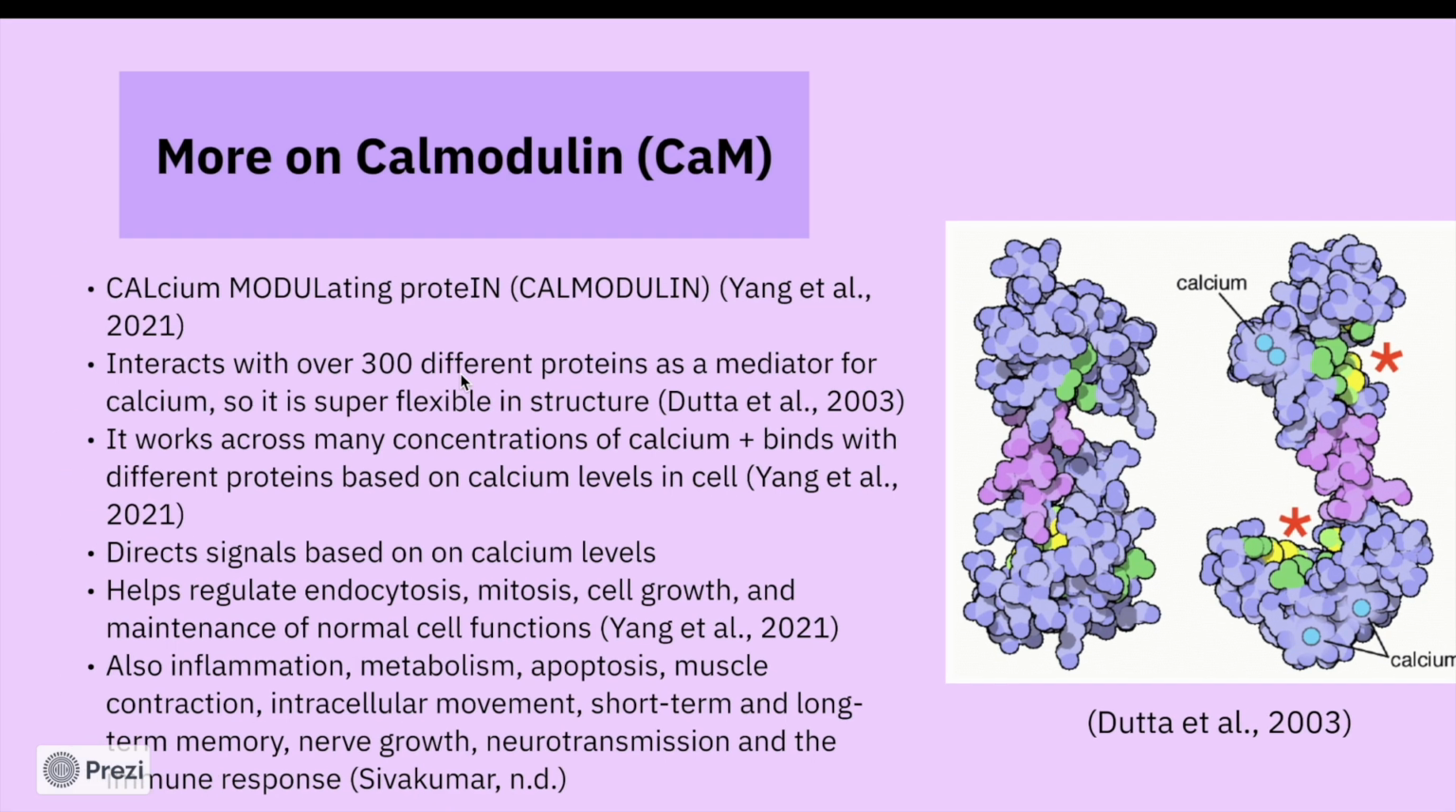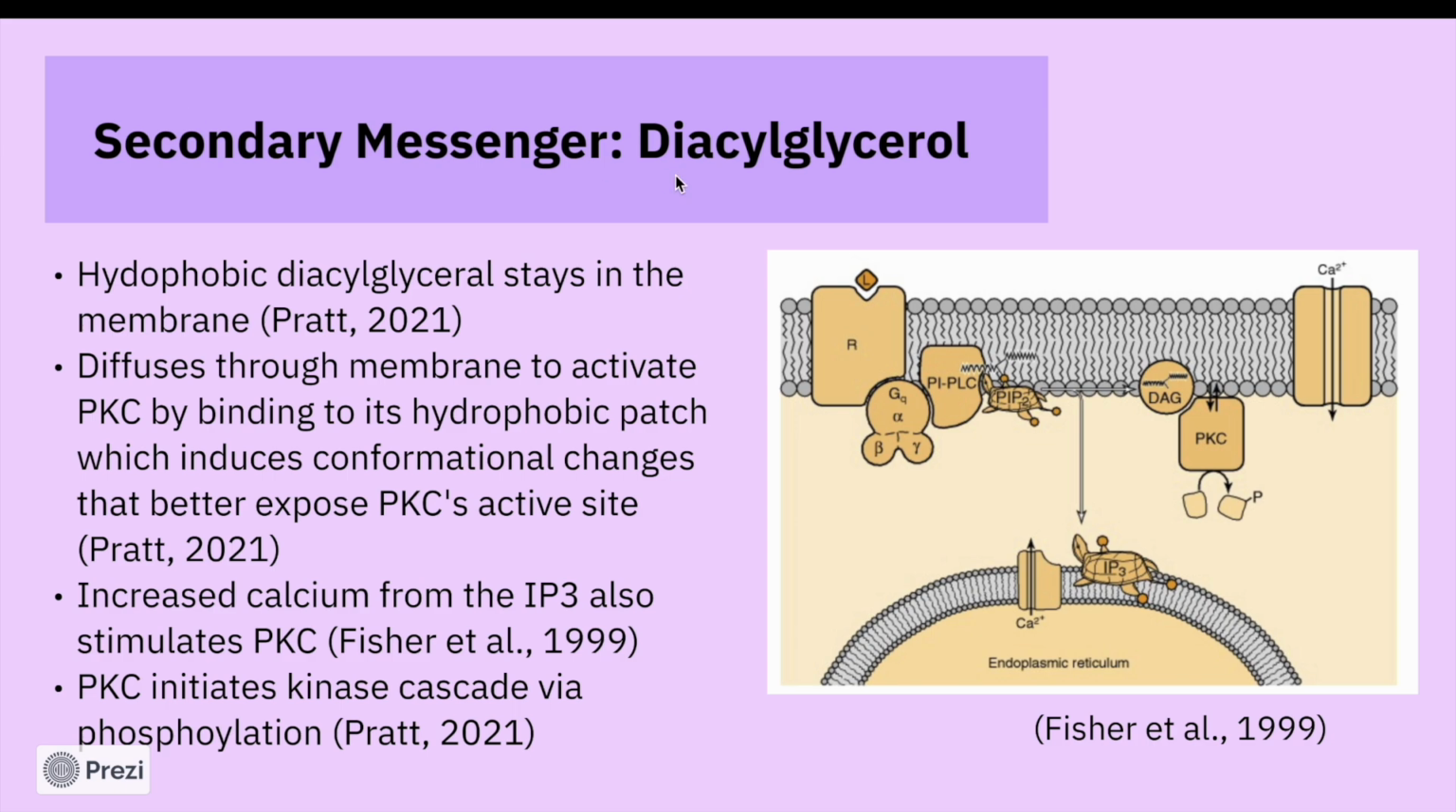Okay, what about the other messenger, diacylglycerol? So as you can see, you can follow our pathway here. The lipid gets cleaved. You have the IP3 down here. What about the diacylglycerol? So it's hydrophobic, so it's going to stay in the membrane. It's going to come over and it's going to bind to the PKC, and it's going to activate the PKC so that now it's able to phosphorylate things and create that kinase cascade that's going to create results in the cell.